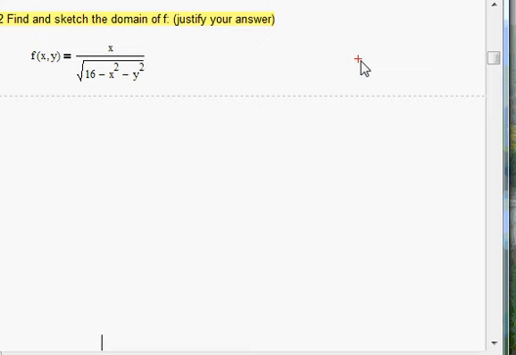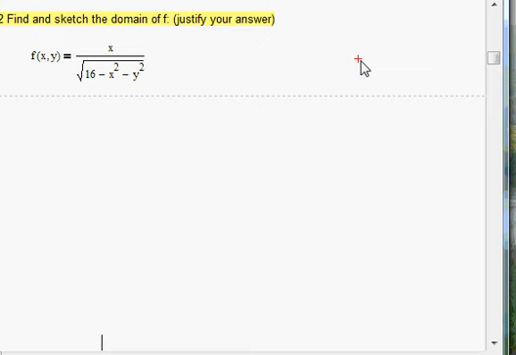And why is that? Well, because if it's not, then we would have a negative number underneath that radical, and we're not allowed to do that either. We're not allowed to divide by 0, we're not allowed to take the square root of a negative and still be a real valued function. And so, that means I really have an inequality to look at. 16 is greater than x squared plus y squared.